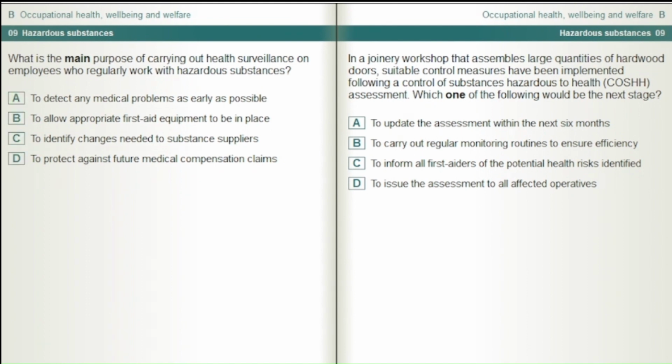In a joinery workshop that assembles large quantities of hardwood doors, suitable control measures have been implemented following a Control of Substances Hazardous to Health, COSHH, assessment. Which one of the following will be the next stage? To update the assessment within the next 6 months. To carry out regular monitoring routines to ensure efficiency. To inform all first aiders of the potential health risks identified. To issue the assessment to all affected operatives.